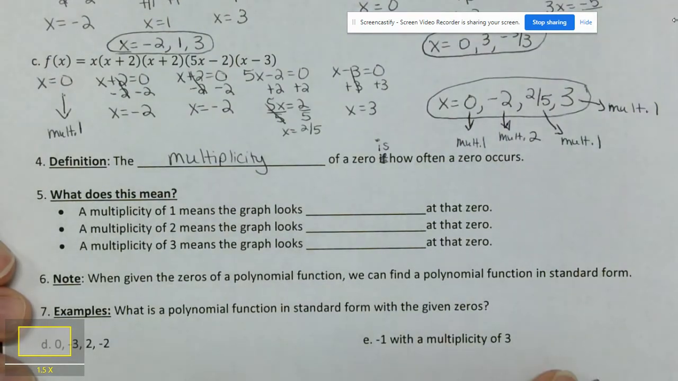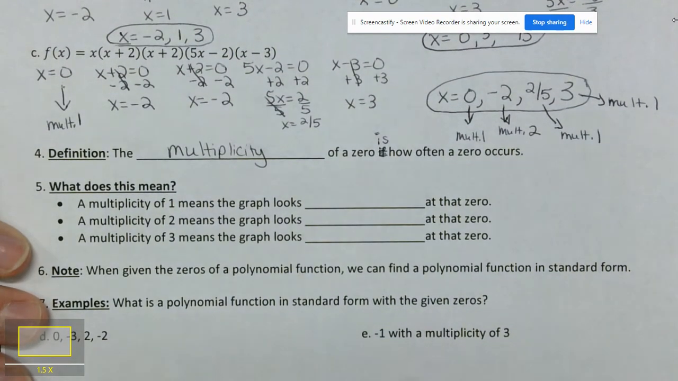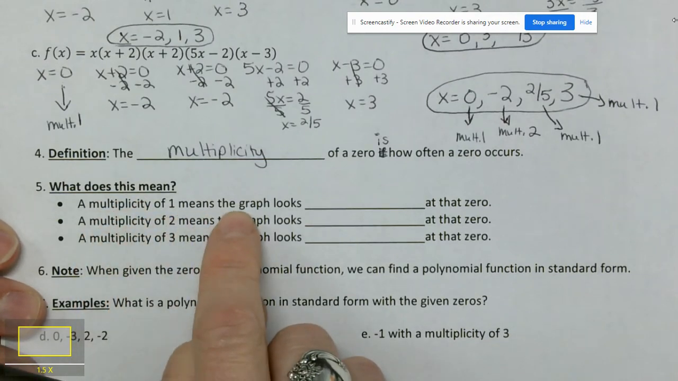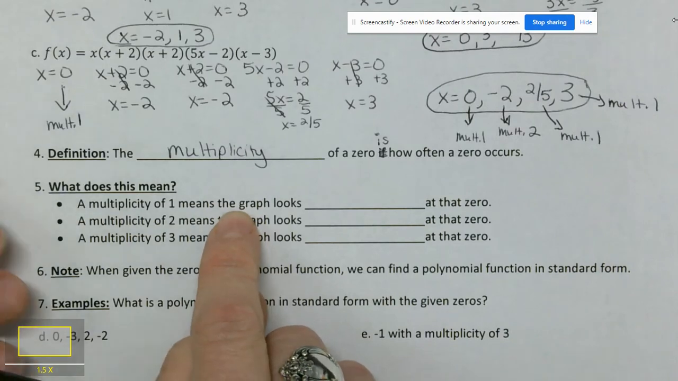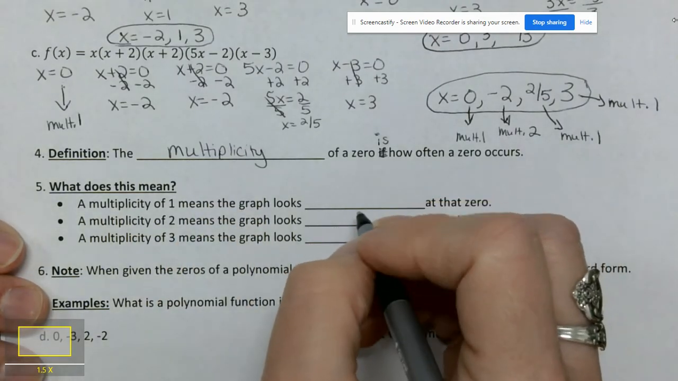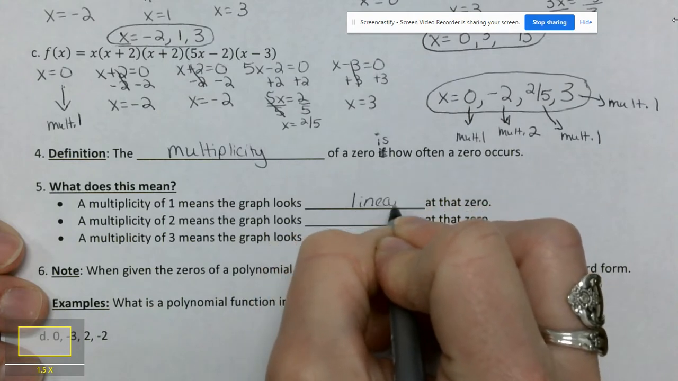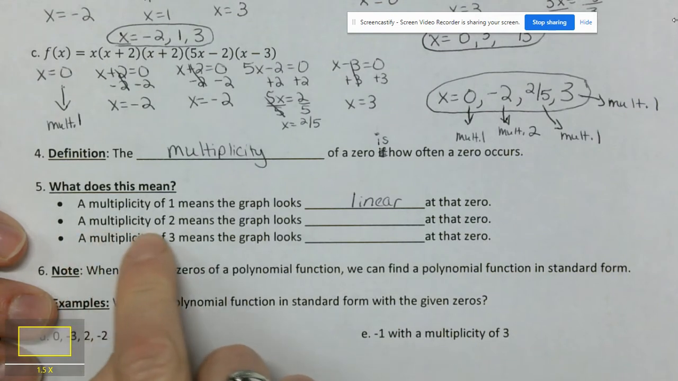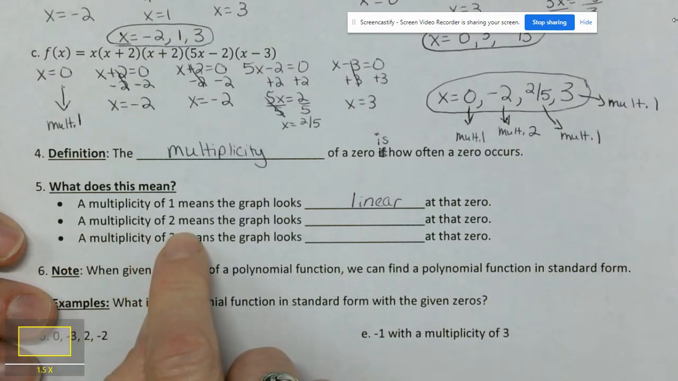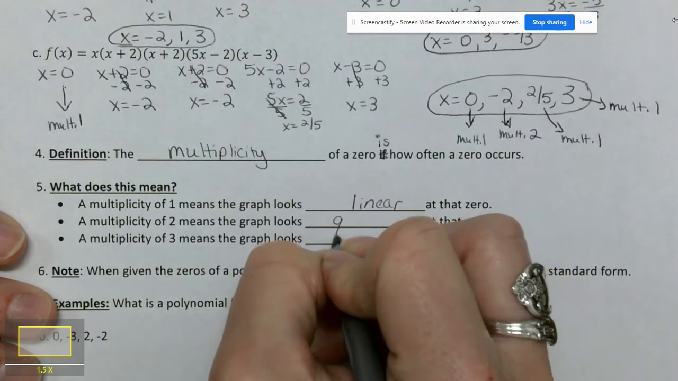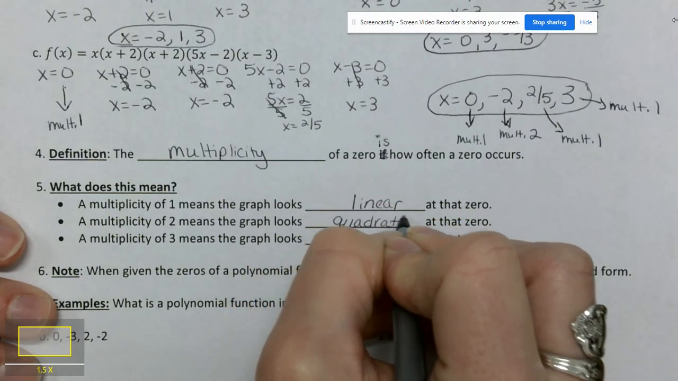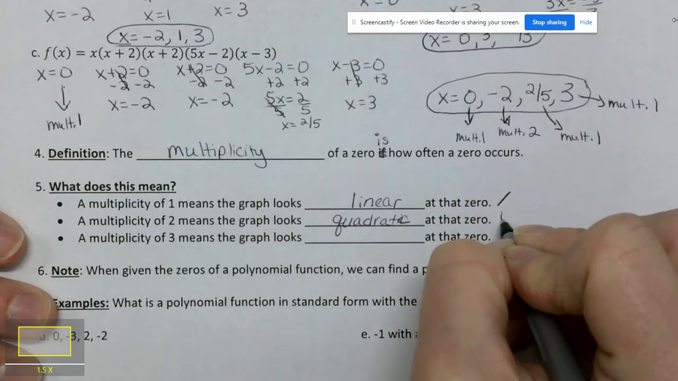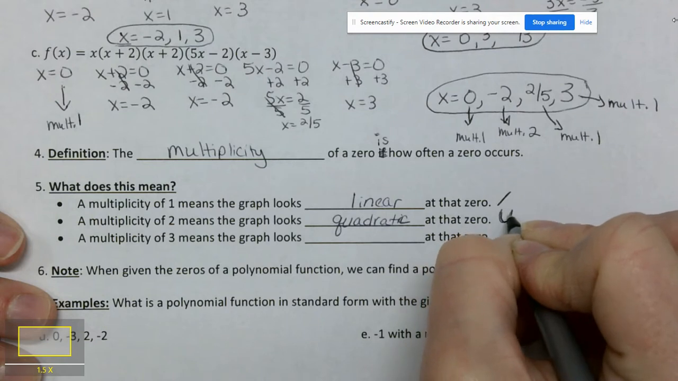Now, that multiplicity means something, okay? So what does that mean? If you have a multiplicity of 1, then that means that when you look at the graph, it is going to look linear at that 0. It's going to look like a straight line because linear looks like a straight line. If you have a multiplicity of 2, that means that your graph is going to look quadratic, which is going to look like a parabola. So if you need to, out here, just put linear line and then do this to indicate a parabola. Okay?